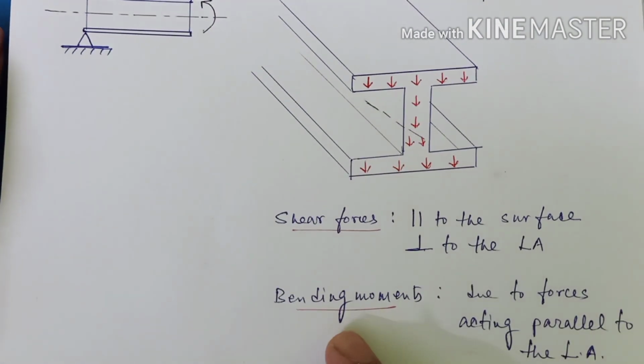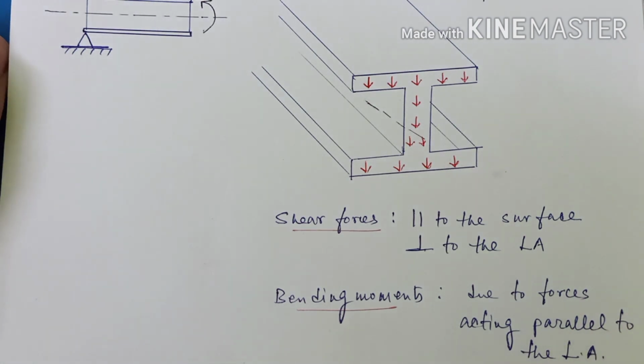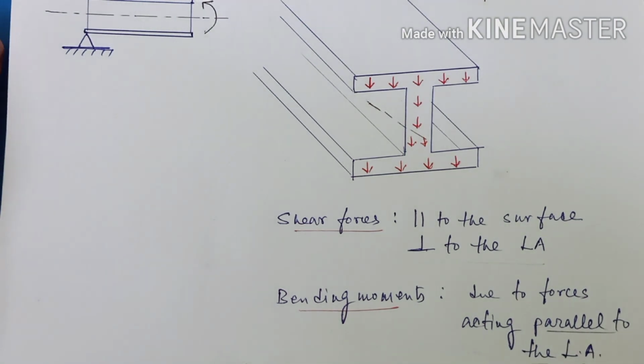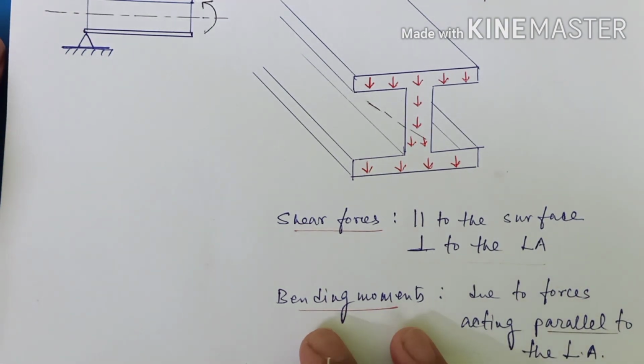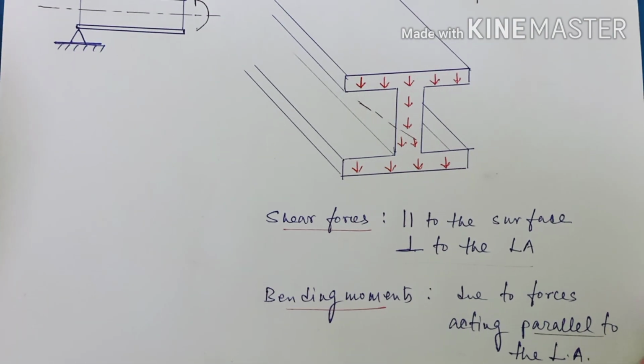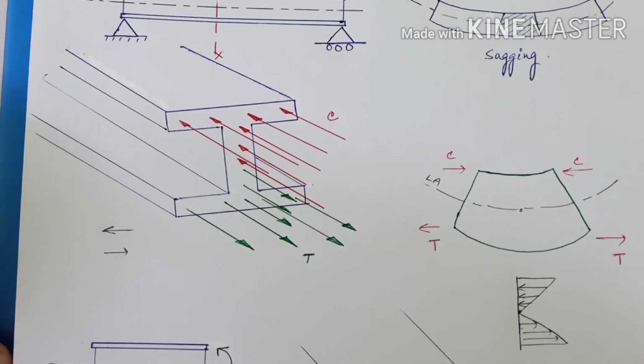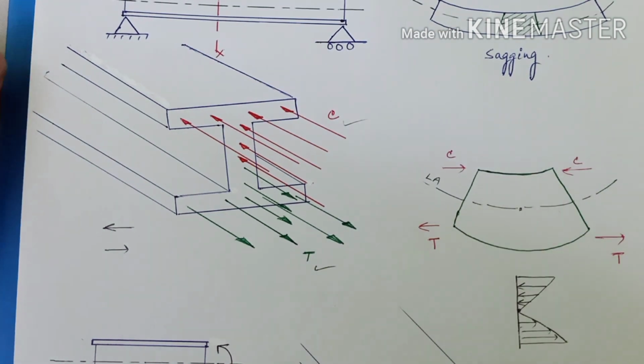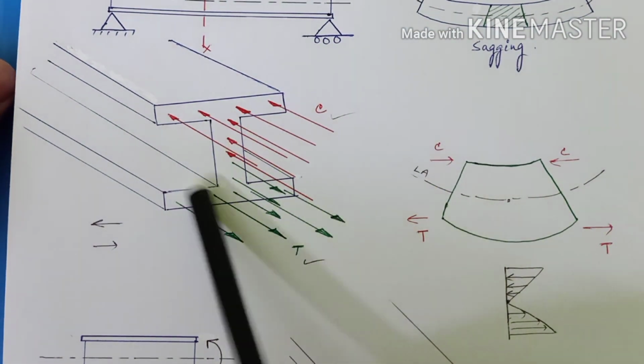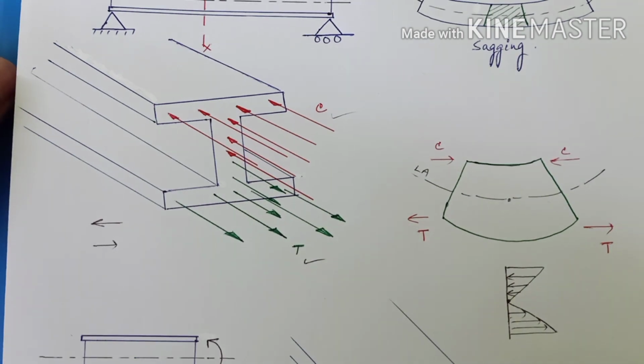And bending moments are what? Bending moments are the moments which are generating due to the forces that are acting parallel to the longitudinal axis. Here we have perpendicular to the LA and here we have parallel to the LA, right? So bending moments are the moments which are caused due to the forces which are acting parallel to the longitudinal axis. That is nothing but compression and tension. So these two will give rise to a moment which is called bending moment.